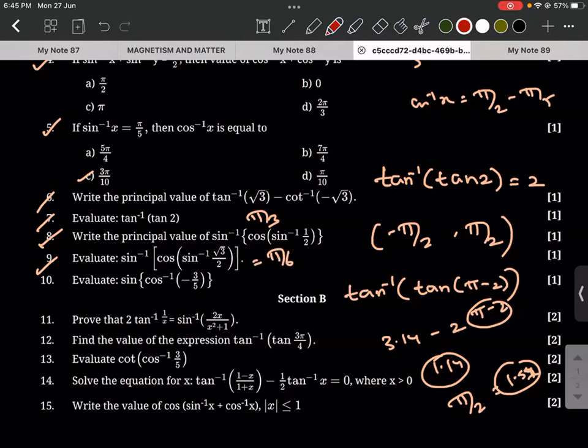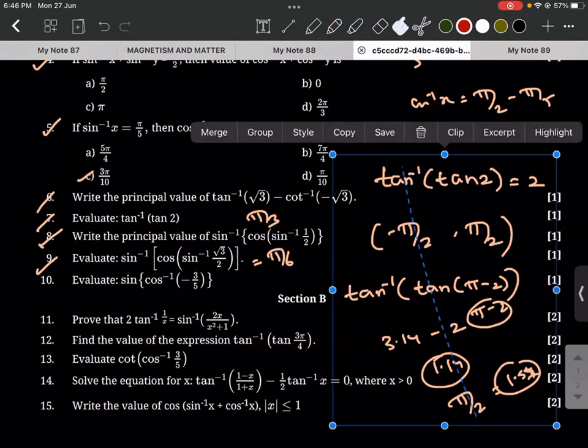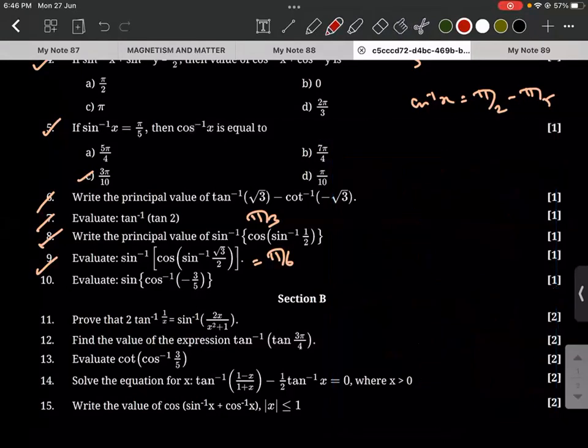Are you guys able to do it in your mind? So sin of cos inverse of minus 3 by 5. When there is a negative value for cos inverse, what are we supposed to do? Cos inverse of minus x is equal to pi minus cos inverse of x. Minus 3 by 5.